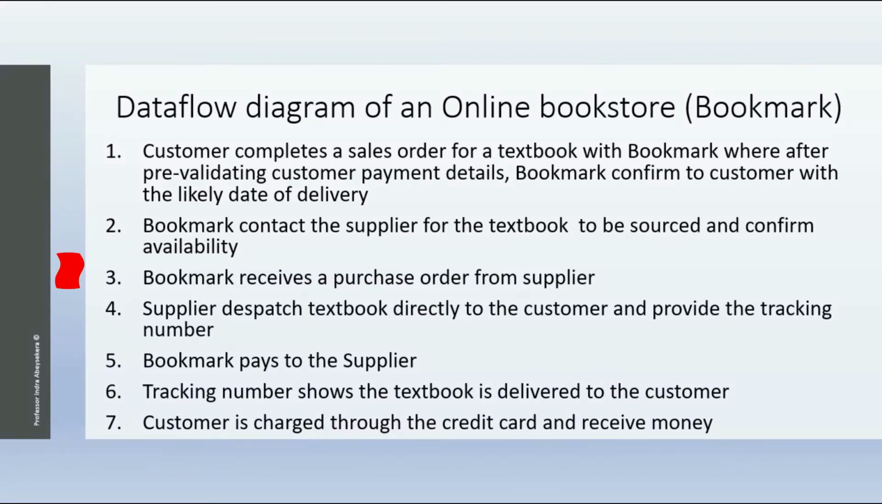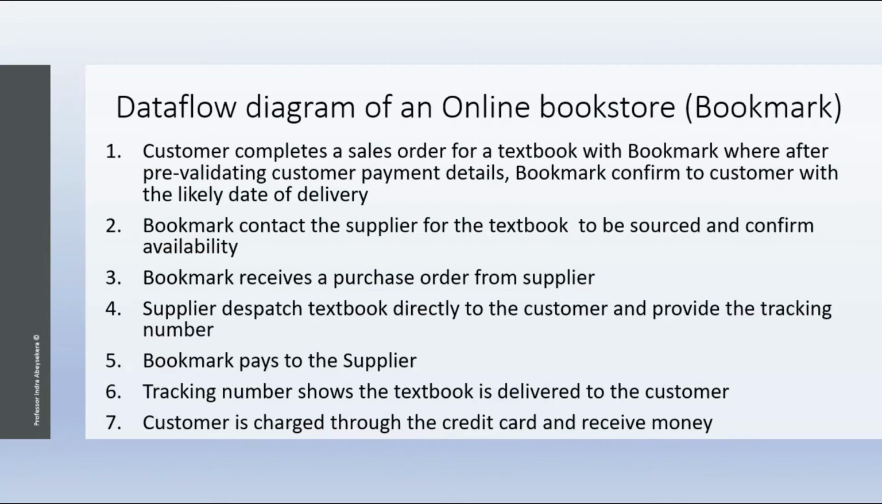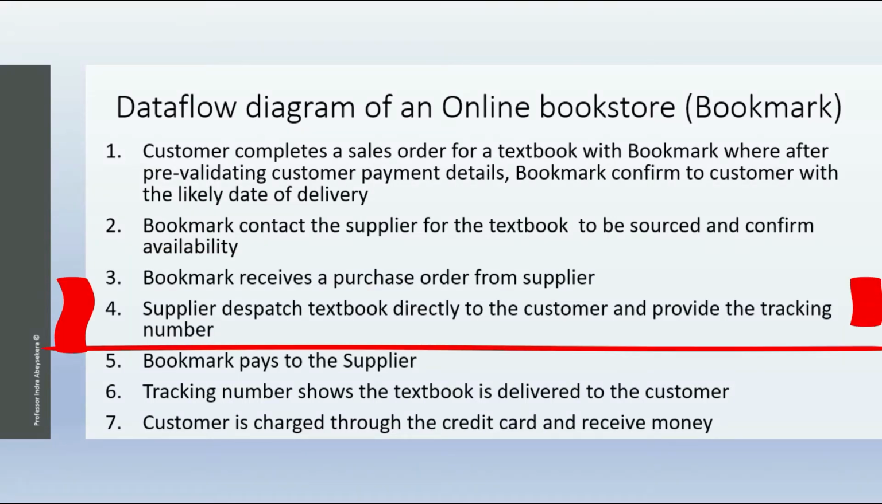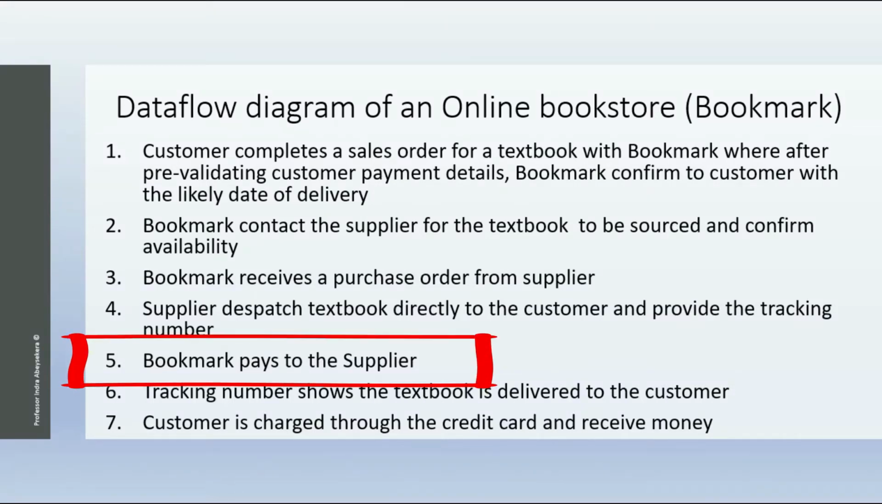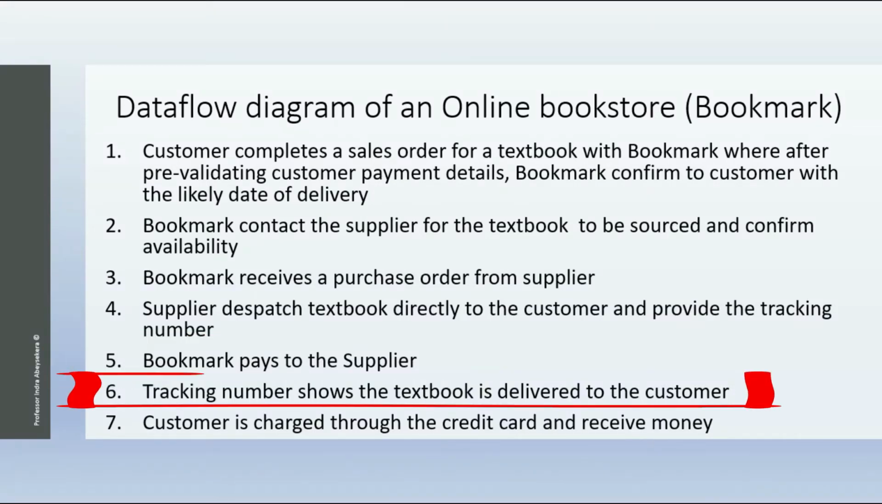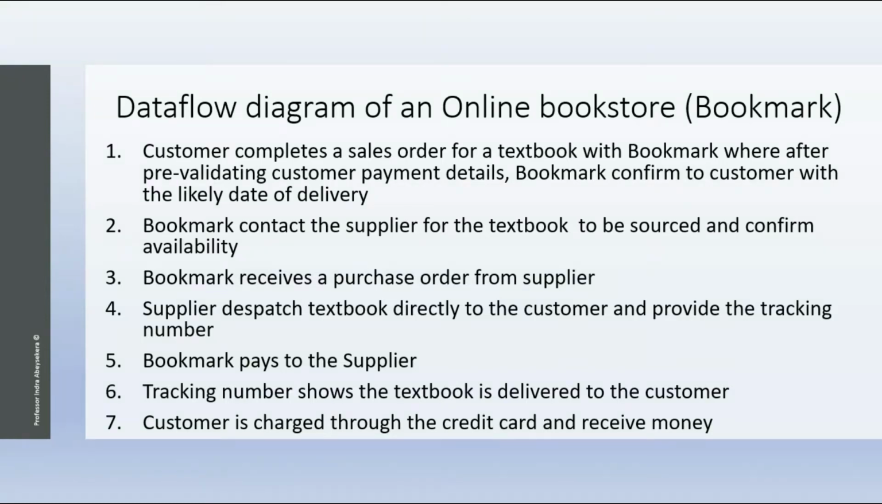Third, Bookmark receives a purchase order from supplier. Fourth, supplier dispatches textbook directly to the customer and provides the tracking number. Fifth, Bookmark pays the supplier. Sixth, tracking number shows the textbook is delivered to the customer. Seventh, customer is charged through the credit card and Bookmark receives money.